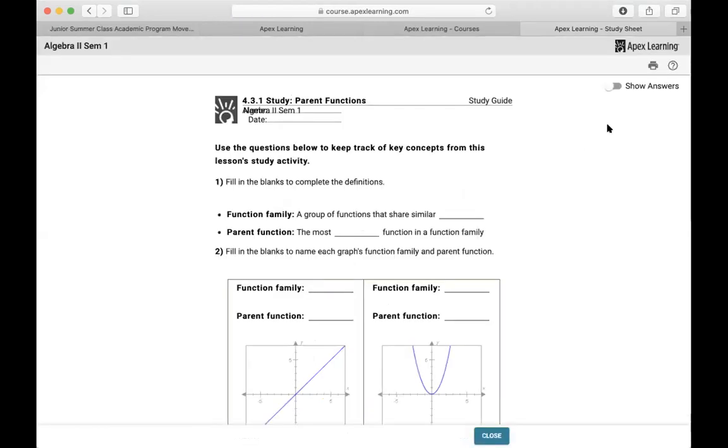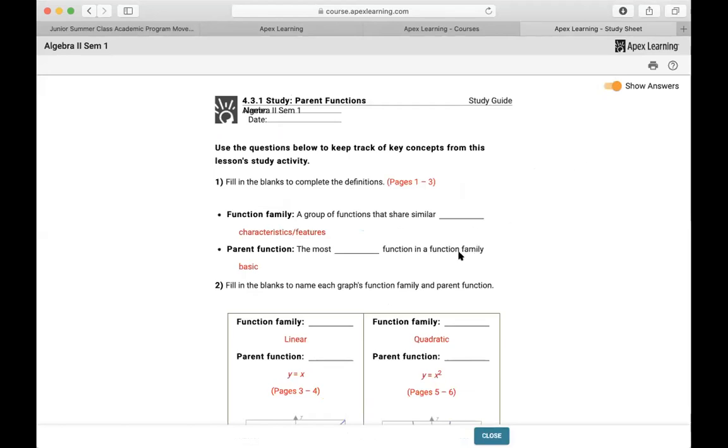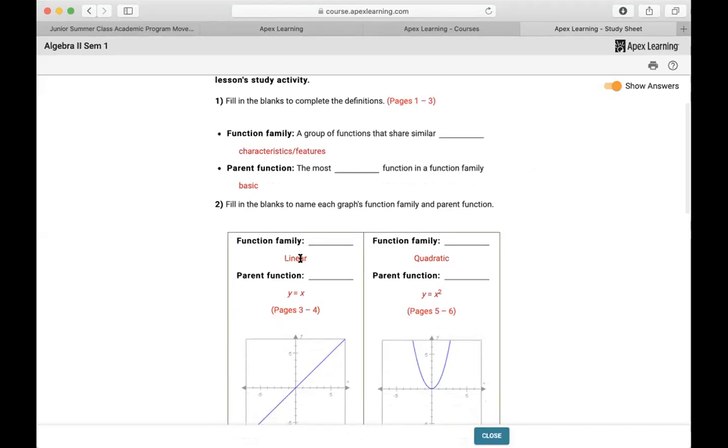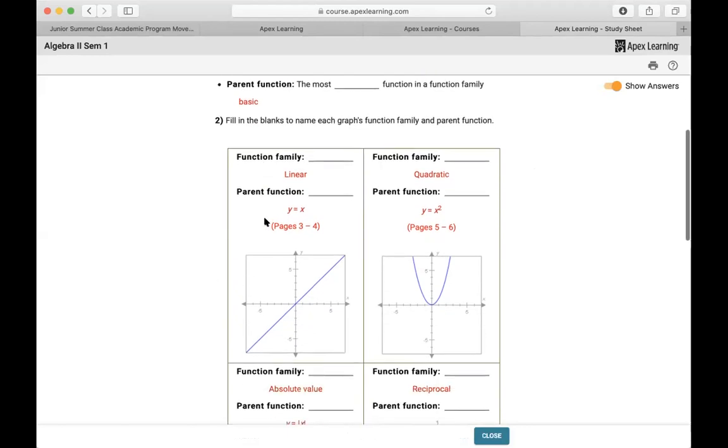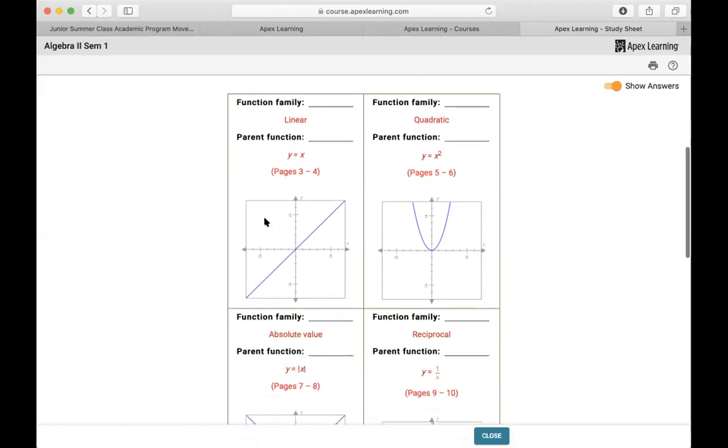Okay, so then to go through this quickly here, the function family is a group of functions that share similar characteristics or features. The most basic function of the function family is the parent function. Then you need to be able to identify it based on what the graph looks like. So this one is our linear function, and its parent function is y equals x. Every time, y equals x is going to look like this. This is our quadratic, y equals x squared.